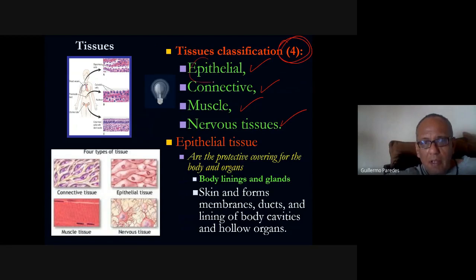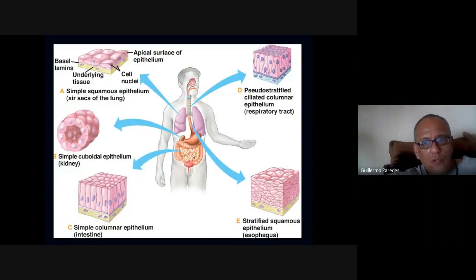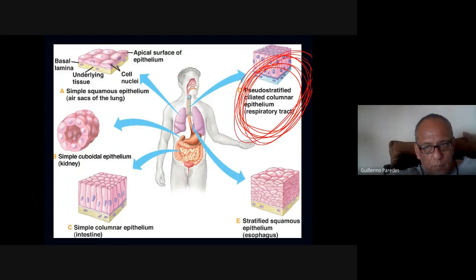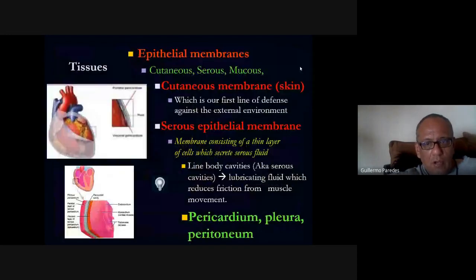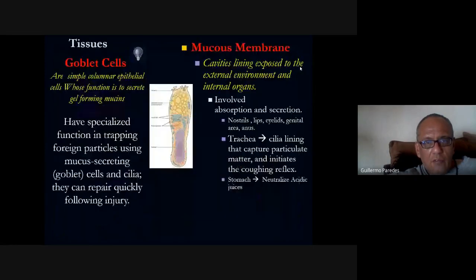For this, I want you to remember epithelial. Epithelial is going to be basically all this tissue: simple squamous, etc., etc. I'm not going to go into that. The one I want you to remember is the only one here, the pseudostratified epithelium, and that is review from bioscience. This pseudostratified epithelium is found in the respiratory tract.